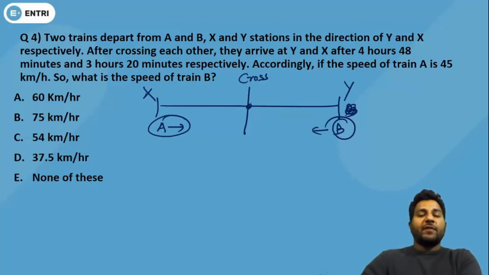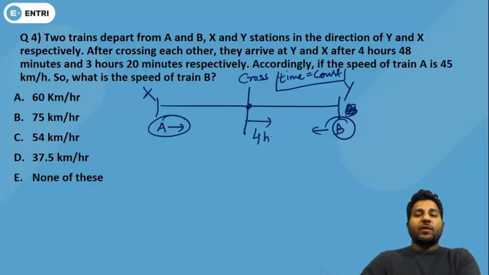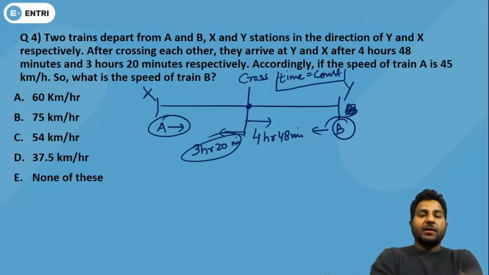If we are crossing here, that means the time will be constant. So A crosses, and it will take 4 hours 48 minutes to reach Y, while B crosses and takes 3 hours and 20 minutes to reach X. Now they are asking, if the speed of train A is 45, then find the speed of train B. How are you going to do that?